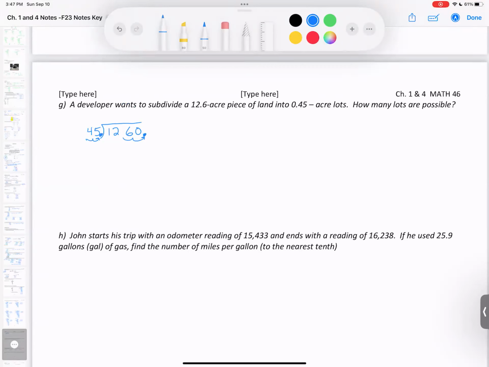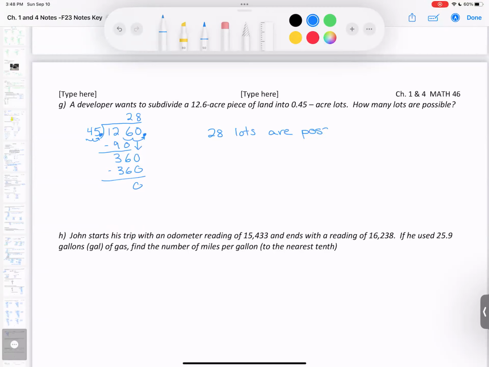Okay, so how many groups of 45 fit into 126? That would be 2. 2 times 45 is 90, and I'm left with 36. So now I can drop down that 0. How many groups of 45 fit into 360? And the answer is 8 even, leaving us with no remainder. So here, 28 lots are possible.